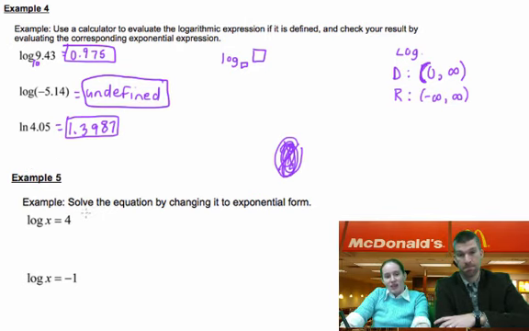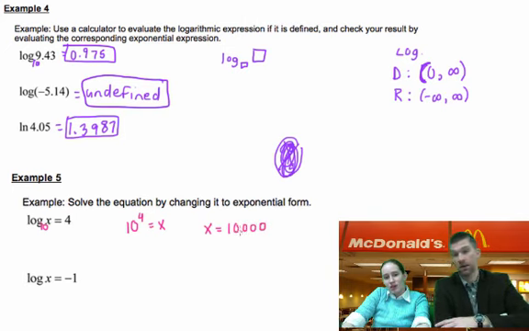Example 5. Solve the equation by changing it to exponential form. Here's what I would do. That's a 10 that we don't see, because it's a common log. So I would just rewrite that as 10 to the 4th equals x. Do you know what 10 to the 4th is? 10 times 10 times 10 times 10. You just add a zero for every 10 you've got in there. There are 4 zeros, so 10 to the 4th is 10,000.